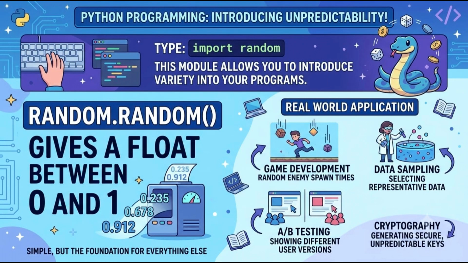Now, let's get unpredictable. Typing import random. This module allows you to introduce variety into your programs. We'll start with random.random, which gives a float between 0 and 1. Simple, but the foundation for everything else.